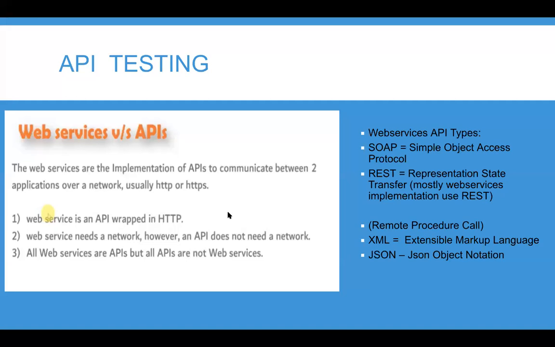So there are different types of API. We have SOAP, which is an acronym for Simple Object Access Protocol. There's also what I mentioned earlier, REST, which is called Representational State Transfer, and most services use what they call the REST API. It is mostly used.